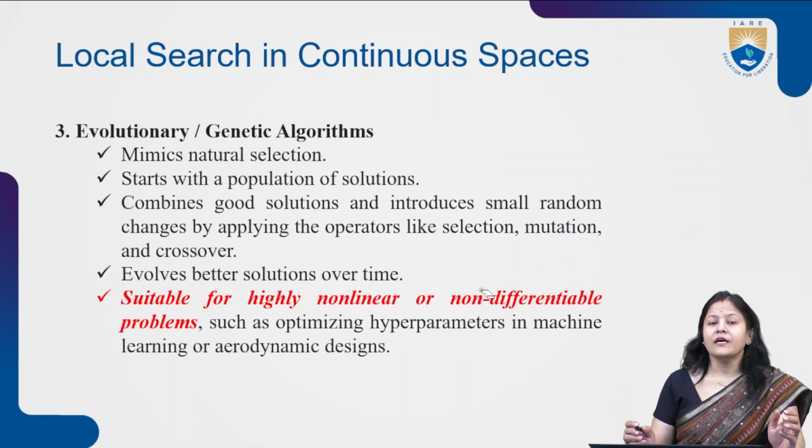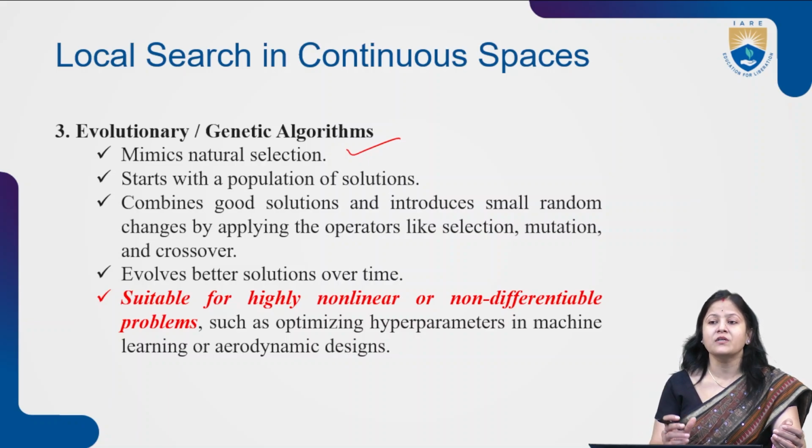Now the third type of technique or algorithm is the evolutionary or genetic algorithm. As the name implies, it is related to genetics, so it mimics natural selection. It starts with a population of solutions, combines good solutions, and introduces small random changes by applying operators like selection, mutation, and crossover. Whenever I come to the genetic algorithm, I'll definitely discuss all these points. It evolves better solutions over time and is suitable for highly nonlinear or non-differentiable problems.